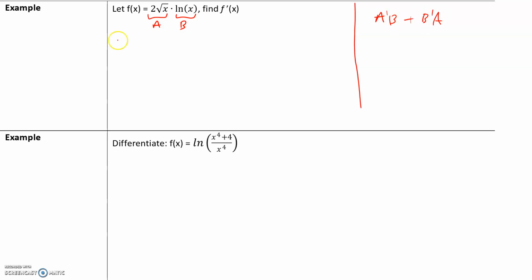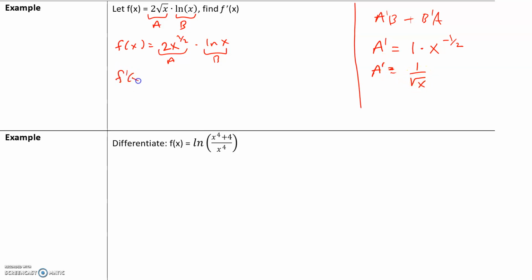Okay, so I'm going to rewrite this. So I'm going to let f of x equals 2x to the 1/2. Any radical has to be written as a rational exponent times natural log of x. So once again, this is my a and this is my b. Now on the side, I'm going to figure out what a prime is equal to. So I multiply the 1/2 times 2, which gives me a 1, times x to the negative 1/2. And if I simplify that, this gives me 1 over square root of x. This goes to the denominator, becomes positive 1/2, which is the square root of x. Okay, so my a prime equals 1 over radical x.